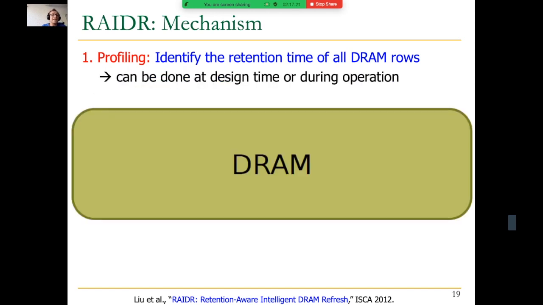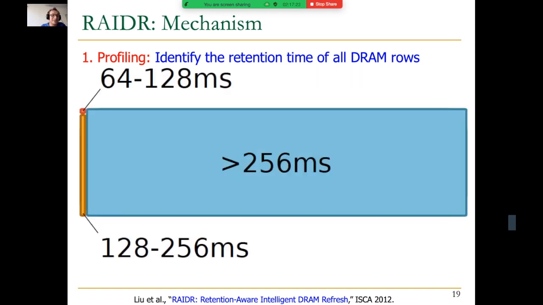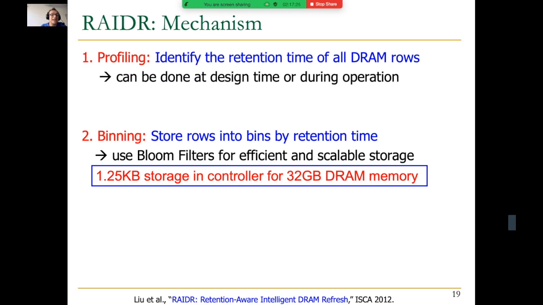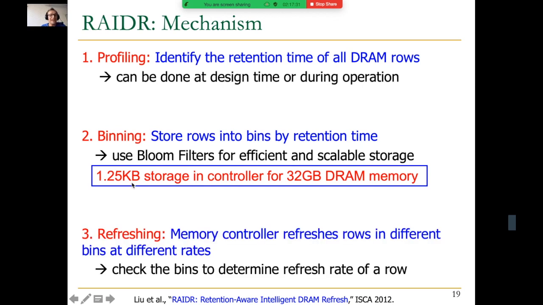Okay, the profiling gives you this information, and hopefully this is it. And binning, actually, if you're efficient with Bloom filters, you can have very small storage overhead with binning. Okay, and the next step is refreshing. And I would argue that the novelty of the RAIDR paper is really the binning part. It provides a mechanism for doing this very efficiently with Bloom filters. And then refreshing is an easy step.